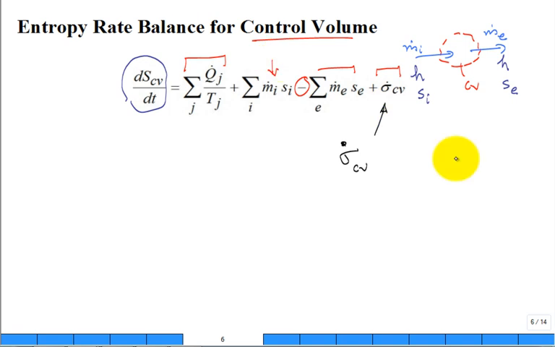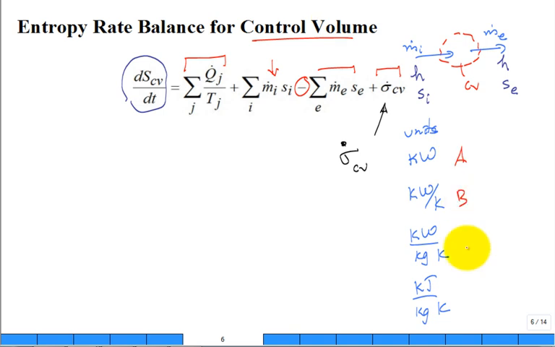I want to know what are the units for that term, that sigma dot. Is it something like kilowatts, kilowatts per Kelvin, kilowatts per kilogram Kelvin, or kilojoules per kilogram Kelvin? Answer A, B, C, or D. And I just started it now. So you have 30 seconds only. It's going to stop in 30 seconds. What are the units on sigma dot CV? Answer A, B, C, or D.